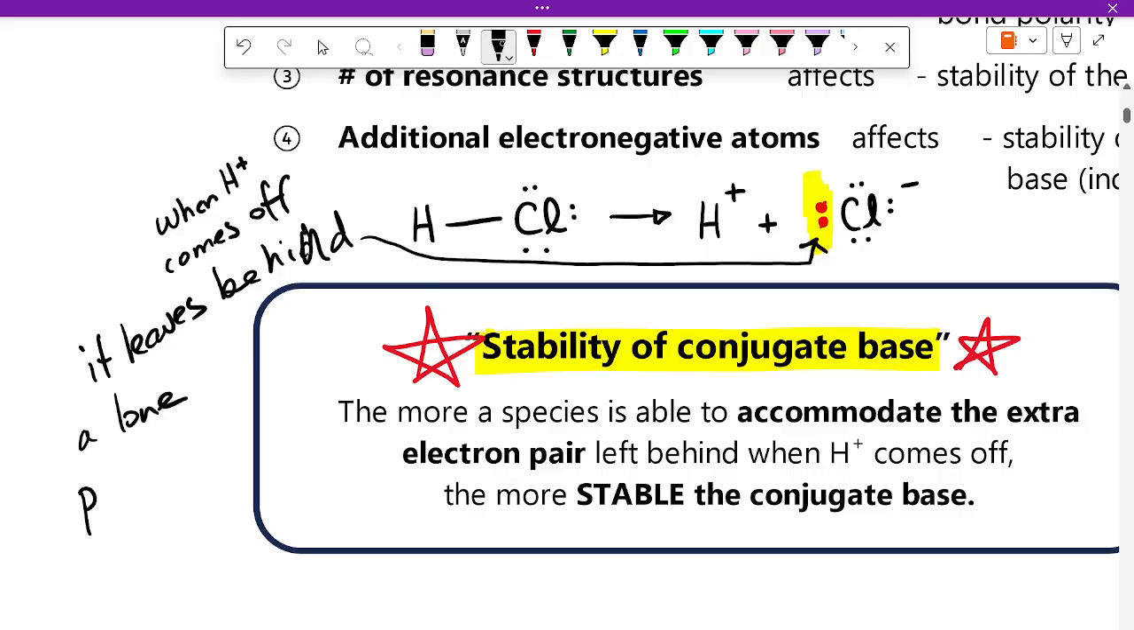So it leaves behind a lone pair of electrons. And the more that the conjugate base is able to accommodate those electrons, the more stable the conjugate base. If the electrons are like, ooh, comfy place to be, then the acid is going to be stronger because the electrons have a nice comfy home to go to. If they don't, the electrons are like, I might as well just stay attached to this hydrogen.